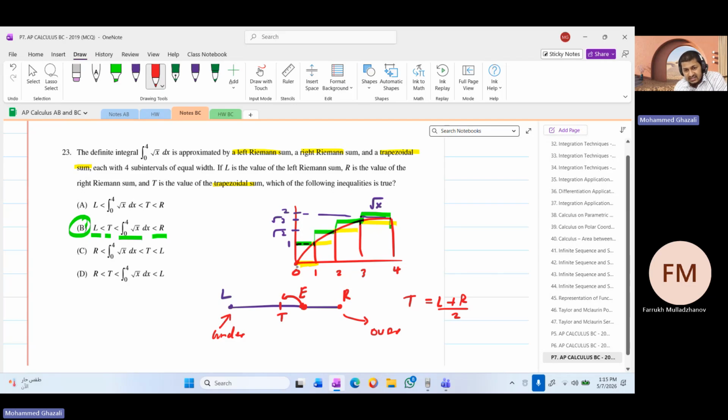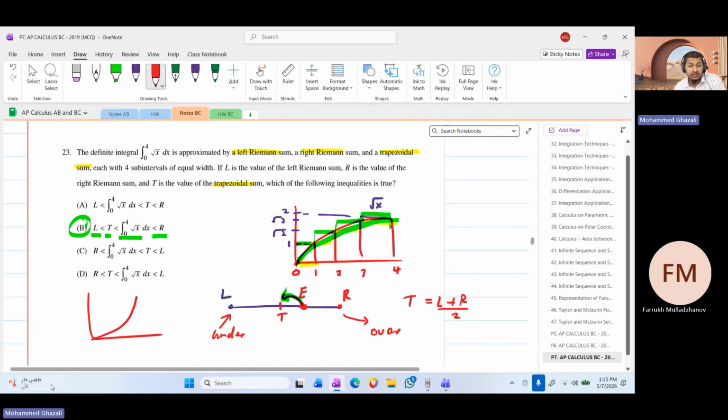Now, because this function is increasing, it's concave down. Can you see? This function is concave down, right? It's increasing and concave down. As a result, the trapezoidal sum is to the left. You can have increasing and concave up. See? Then it's different. Then it's going to be to the right in the trapezoidal sum, probably.